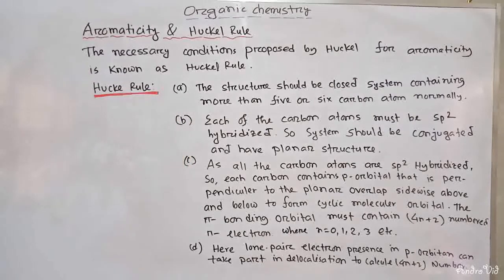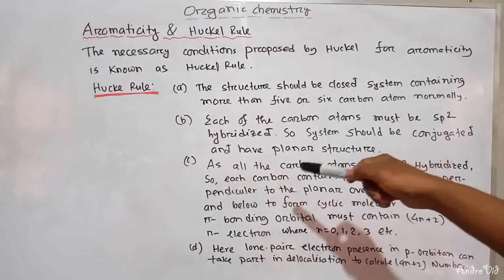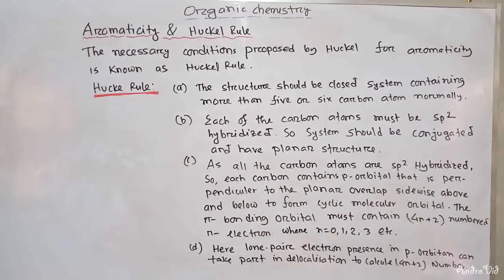each carbon atom must be sp2 hybridized, so the system should be conjugated and have a planar structure. This is a very important concept. To become aromatic, each carbon atom must be sp2 hybridized. Note that if in any structure all the carbons are sp2 hybridized, then the system automatically becomes planar, and at the same time the system automatically becomes conjugated. So if any system is conjugated, has a planar structure, and all the carbons are sp2 hybridized, then this structure can be an aromatic structure.